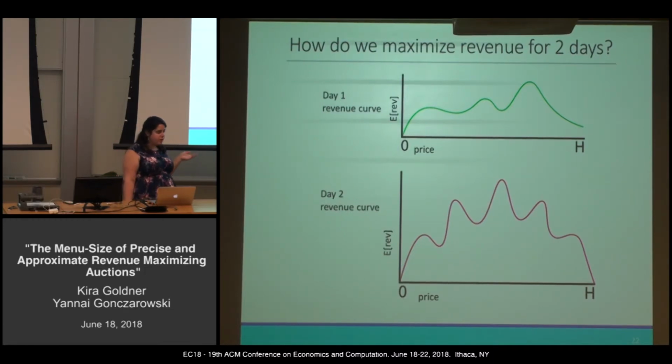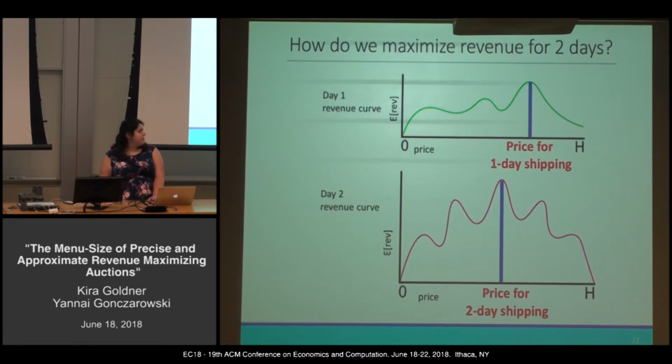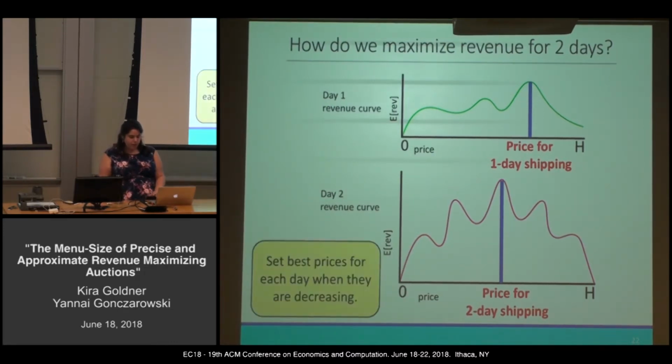So what should I do if I want to set prices to maximize my revenue from the 2 different types of buyers? Well, if these were truly 2 single-dimensional problems, I could just optimize them separately. And I could say, what's the best price for my 1-day shipping? And what's the best price for my 2-day shipping? And in this case, it's actually okay. 1-day shipping is more expensive than 2-day shipping, and it turns out this is IC and optimal. And so in this case, this is optimal.